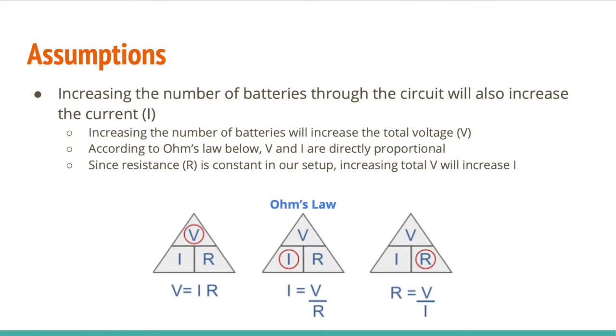To conduct our experiment and analyze the data, we had to assume that increasing the number of batteries through the circuit will also increase the current. This is because increasing the number of batteries increases the total voltage, and according to Ohm's law shown below, voltage and current are directly proportional. Since the resistance of the circuit was constant in each trial, increasing total voltage will increase current.